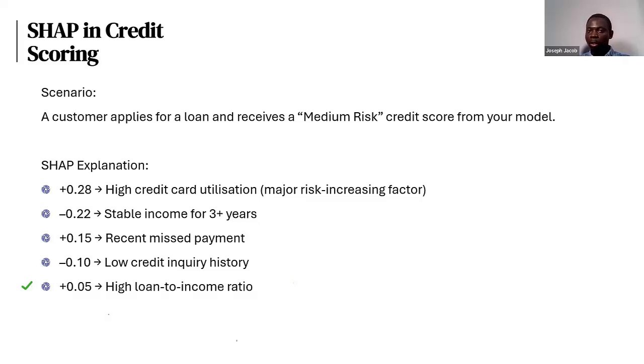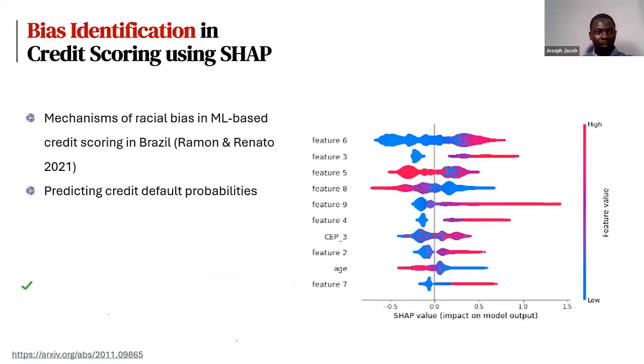We will also be looking at bias identification using SHAP, because we've been able to explain, but how does this influence bias identification? So that's the next step. Bias identification in credit scoring using SHAP.